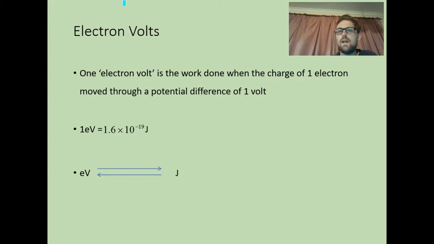Okay, so 1 electron volt is the work done. So first of all, electron volts measured work done when the charge of 1 electron moves through a potential difference of 1 volt. Okay, so if we move 1 electron across 1 volt, that is 1 electron volt. And we'll have a look at an example of this in a moment, but 1 electron volt equals 1.6 by 10 to the negative 19 joules.